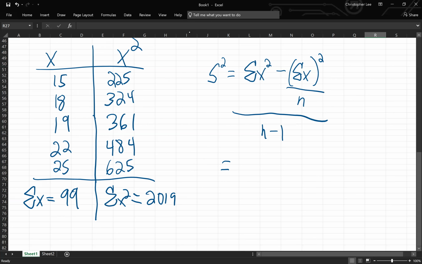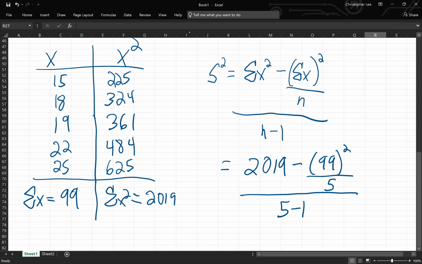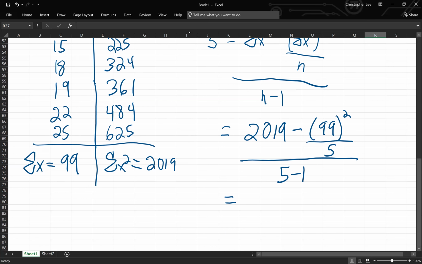So now, just plug in the numbers. That's all we're doing here. So I have 2019 minus, open parentheses, the 99 squared divided by n. How many numbers do I have here? 5, very good. And then divided by 5 minus 1. What's the answer here? Plug it into your calculator the same way that it looks on the paper. Remember, use the fraction button, and make it look the same.